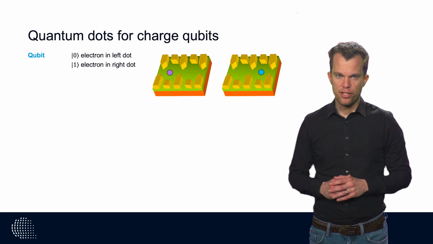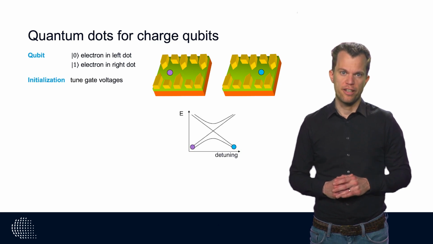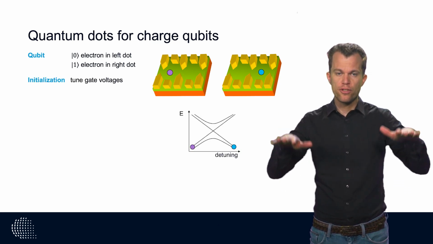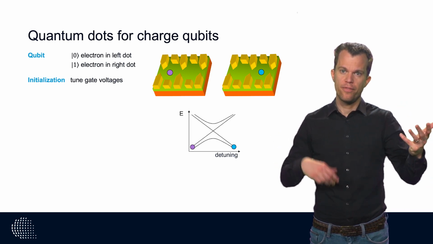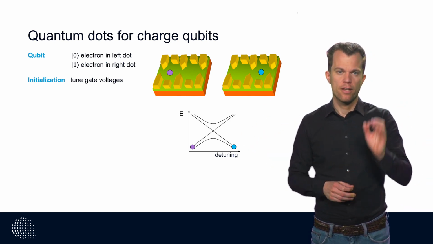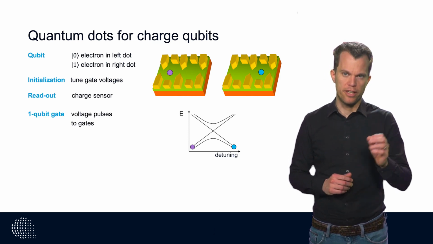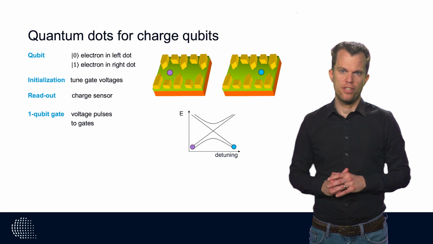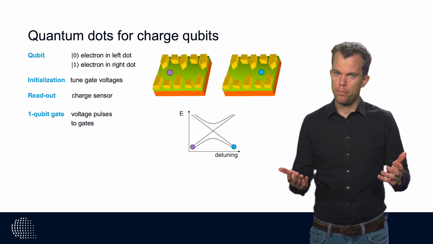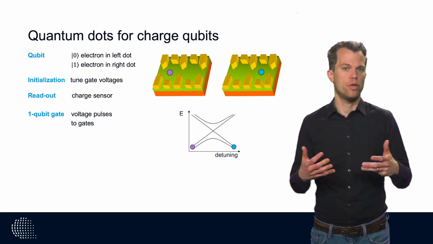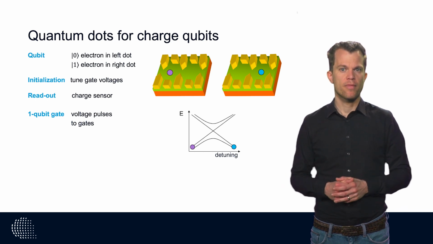The ground state energy is determined by the detuning energy, the energy difference between the energy level on the left and the right quantum dot. Thus, by controlling the detuning, the state can be manipulated. This two-level system then provides a physical implementation of a qubit, and we call it a charge qubit.